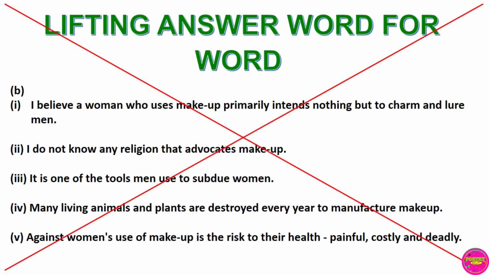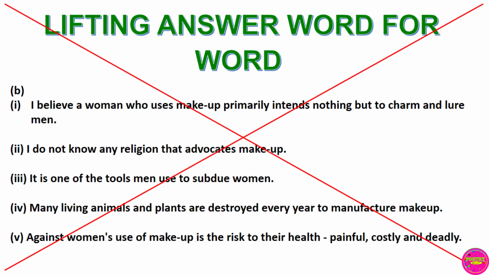Let's move to the second question. In 5 sentences, one for each, state the writer's argument against the use of makeup. Here again, any candidate who provides answers such as 1. I believe women who use makeup primarily intends nothing but to charm and lure men will be marked wrong, just speaking word for word from the passage. 2. I do not know any religion that advocates makeup. This one is equally wrong.